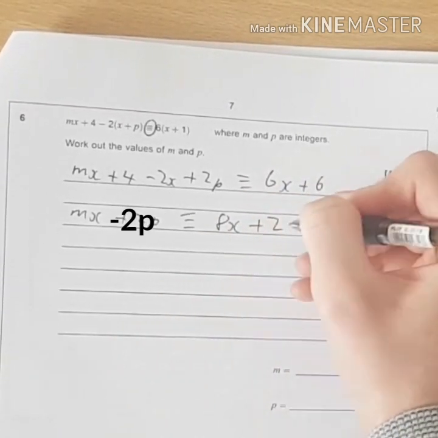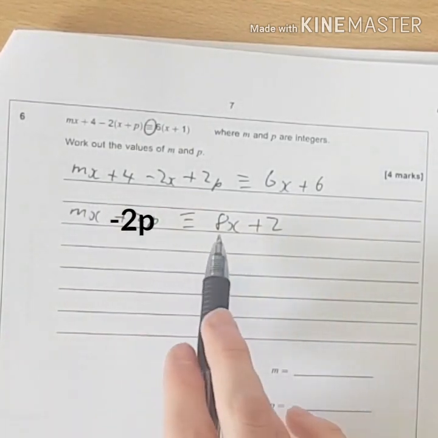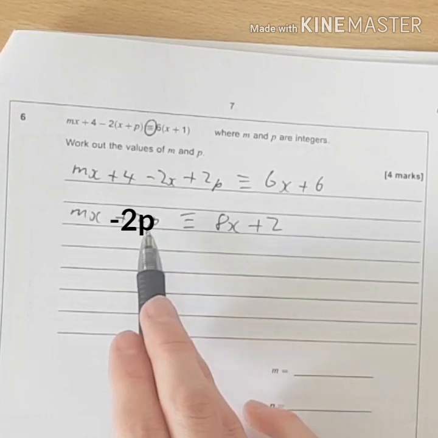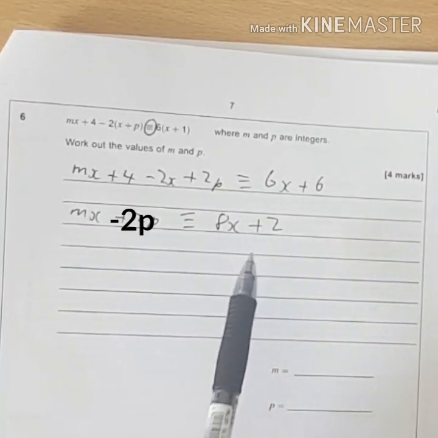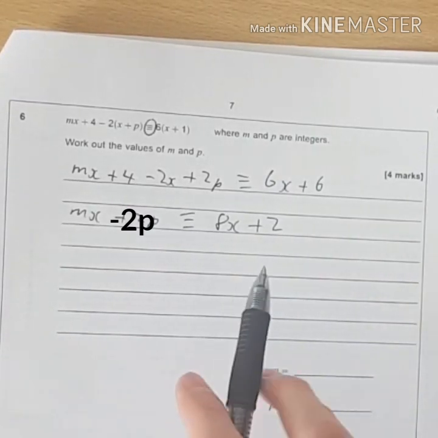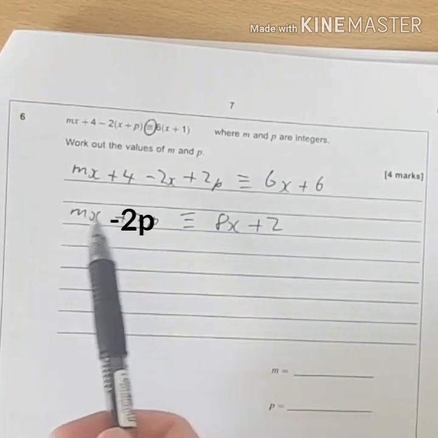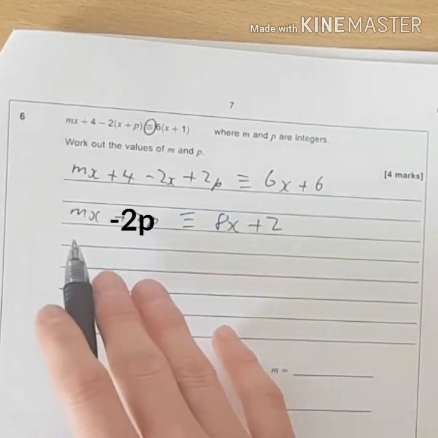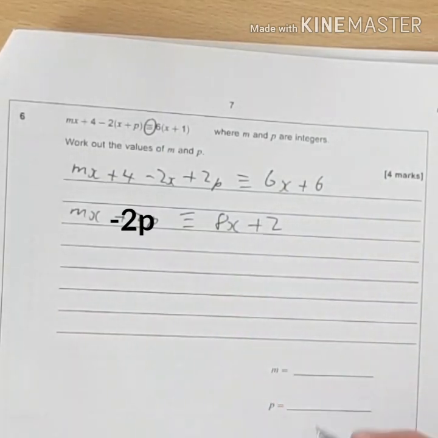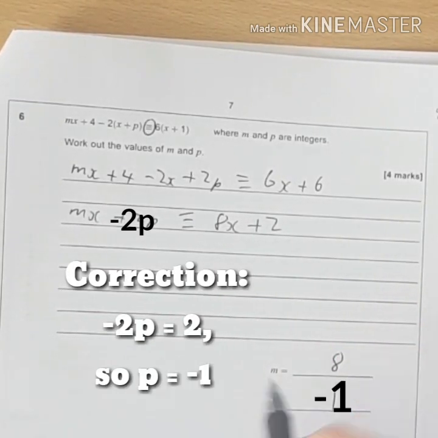plus 2. Since this is an identity, we know that mx is always equal to 8x and that 2p is always equal to 2, because these values must be the exact same and they are identical. If this was an equation, it would be much different, and these values could be anything because we have two different constants here which could be any value. But it is identical, so we know they must be equal to 8 and 2. So we just write m equals 8 and p equals 1, because 2 times 1 equals 2.